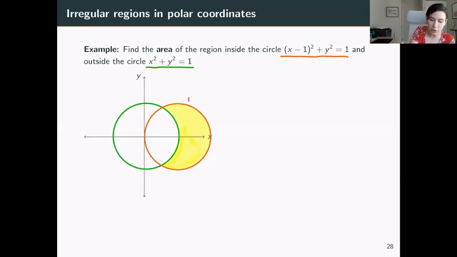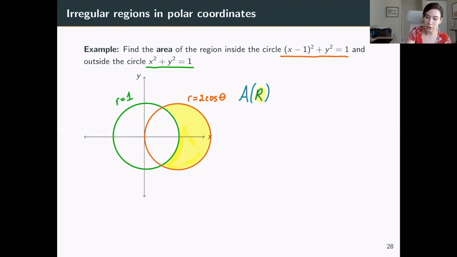But here, I'll just go ahead and remind you that the orange circle here was given by the equation r equal to 2 cos of theta, while the green circle was r equal to 1 in polar coordinates. Here, we're trying to find the area, so we need to do something a little bit different in terms of setup. We're really trying to find the area of the region R, where that R is that highlighted yellow region.